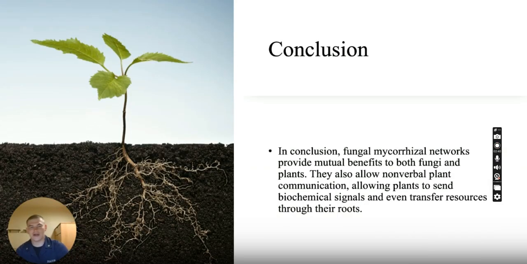So, in conclusion, fungal mitochondrial networks provide mutual benefits to both the fungi and the plants. They also allow nonverbal plant communication, allow plants to send biochemical signals, and even transfer resources through their roots from one plant to another.